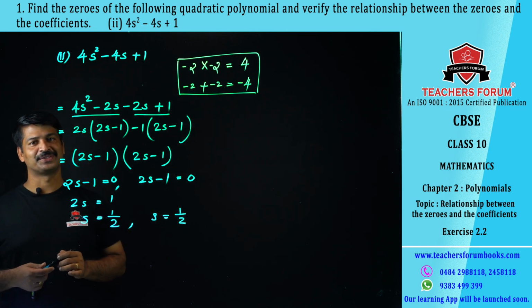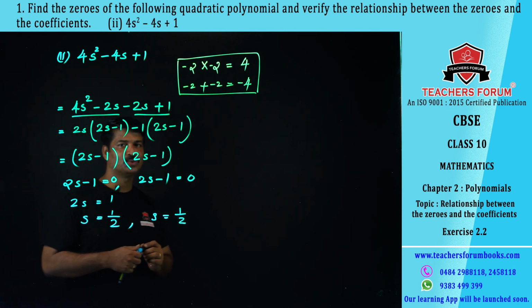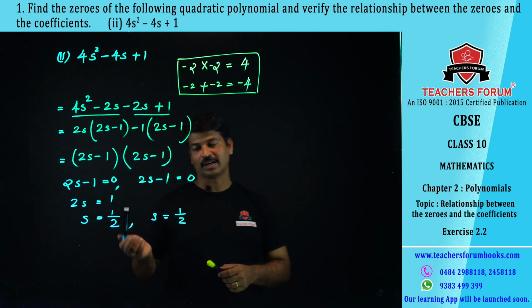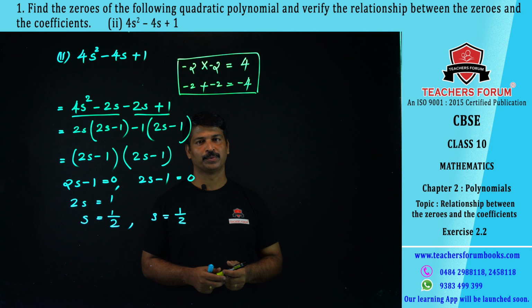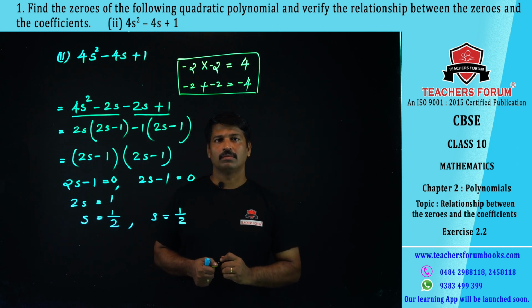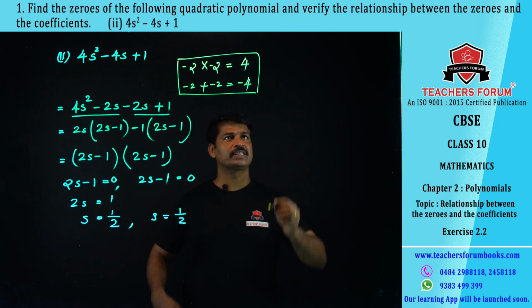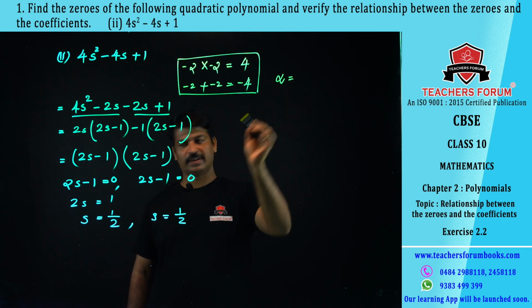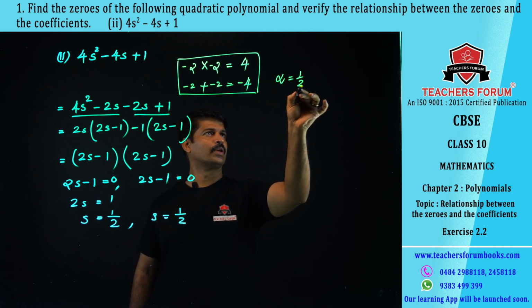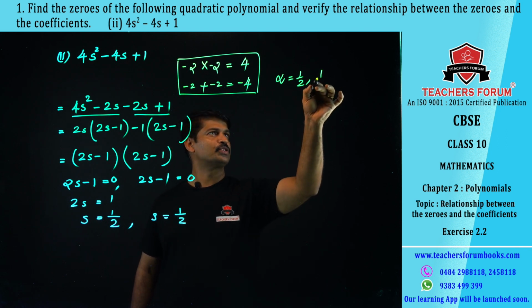So you got the zeros. The zeros are 1 by 2 and 1 by 2. There are two zeros. Those two zeros are equal. Okay, 1 by 2 and 1 by 2. Now, the given zeros can be termed as alpha and beta, isn't it? So what is alpha here? Here alpha is 1 by 2. What is beta? Beta is also 1 by 2.